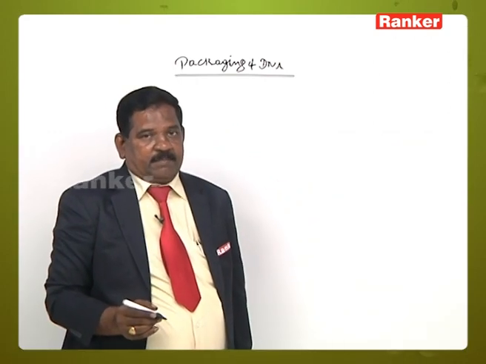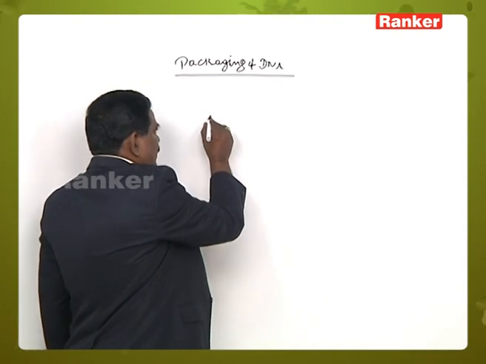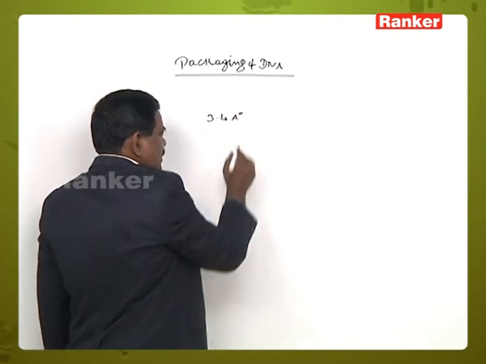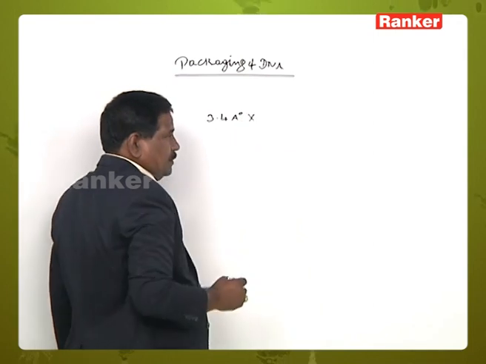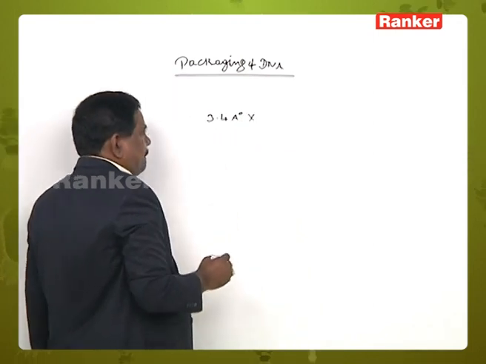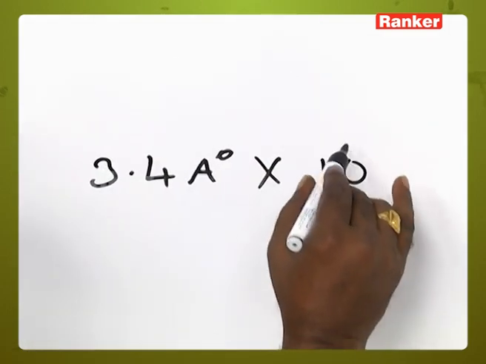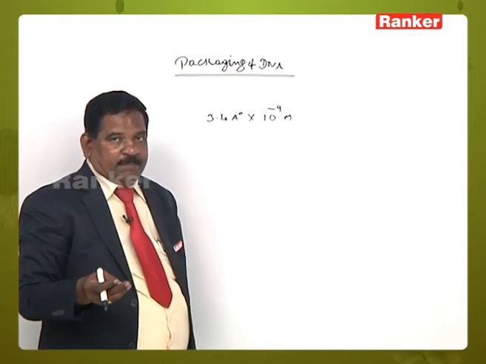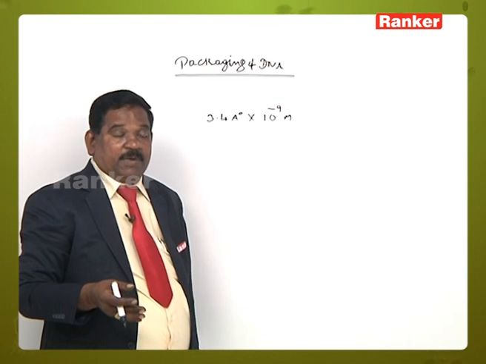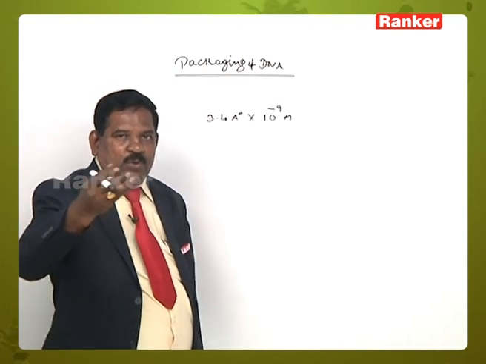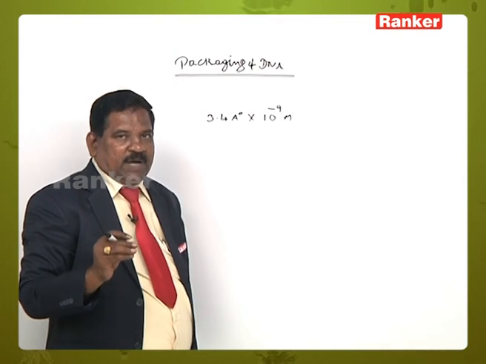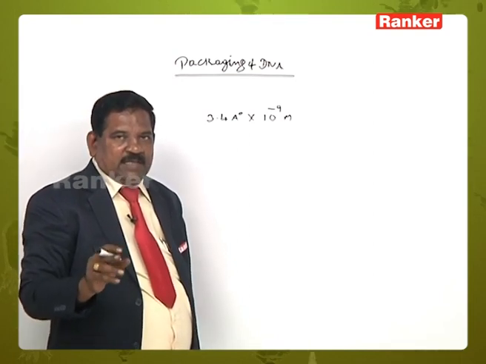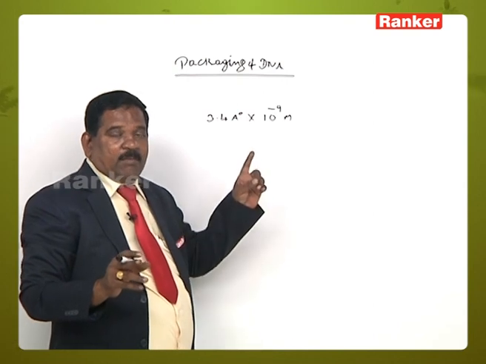Packaging of DNA. The distance between two adjacent nitrogen base pairs or nucleotides is 3.4 angstroms. That is equal to 3.4 × 10 to the power of minus 10 meters. So, packaging of DNA. DNA is the polymer of many nucleotides. Distance between two adjacent nucleotides is 3.4 angstrom. If you convert that into meters, that is 3.4 × 10 to the power of minus 10 meters.